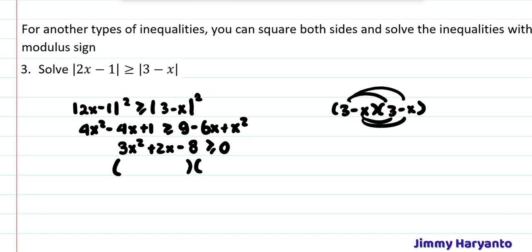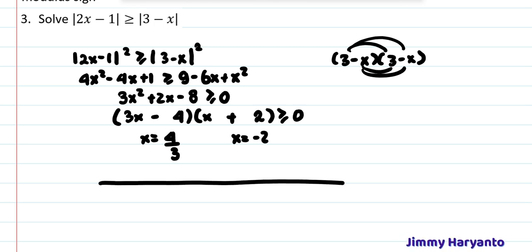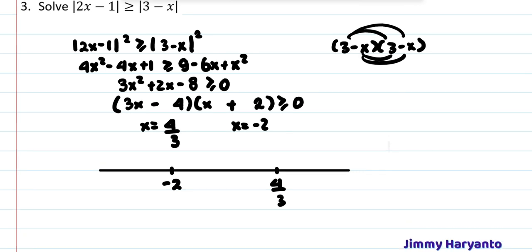And then just like usual, you have to factorize this because it's quadratic to find the value of x. This one is 2 and 4, positive and negative. You'll have x equals 4 over 3 and x equals negative 2. We are not finished yet because it's an inequality. That means you have to create a number line like this. You will put the negative 2 on the left hand side because it's smaller than 4 over 3, and the 4 over 3 on the right hand side.